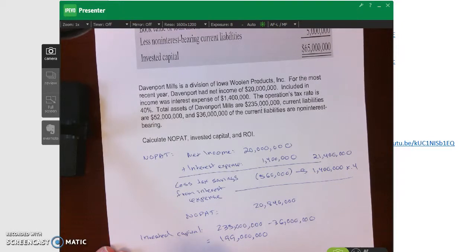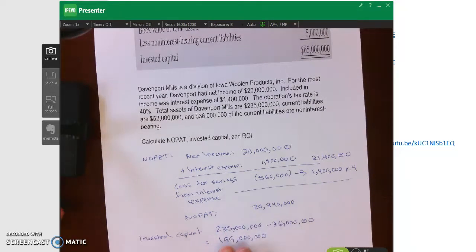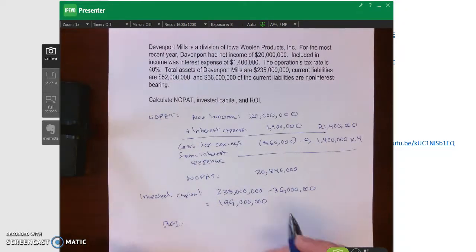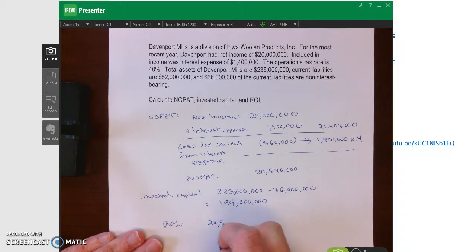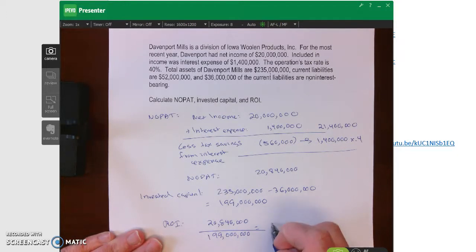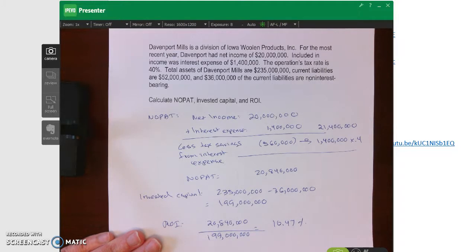Then to calculate ROI, we take NOPAT divided by my 199, which gives me my 10.47%. That would be my return on investment.